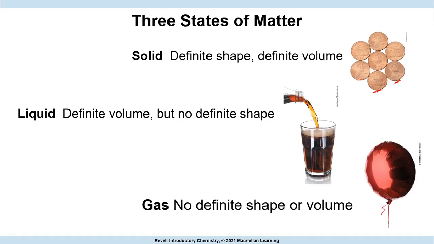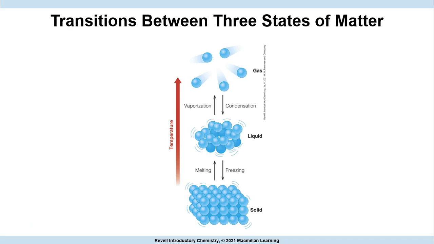Now, what about liquids? In the liquid state, we see that it has a definite volume but no definite shape. For example, if you take Coke and put it into a cup, it takes the shape of that cup. So liquids will always take the shape of the container they are in, but they have a definite volume. What about gases? Gases have no fixed shape and no fixed volume, so they will always occupy anything that they find themselves in. So now we know the three states of matter: solid, liquid, and gas.